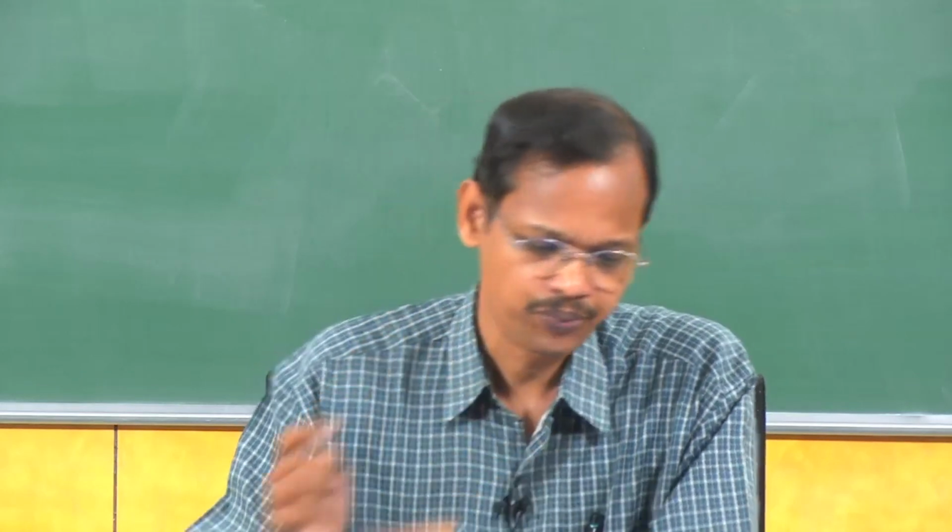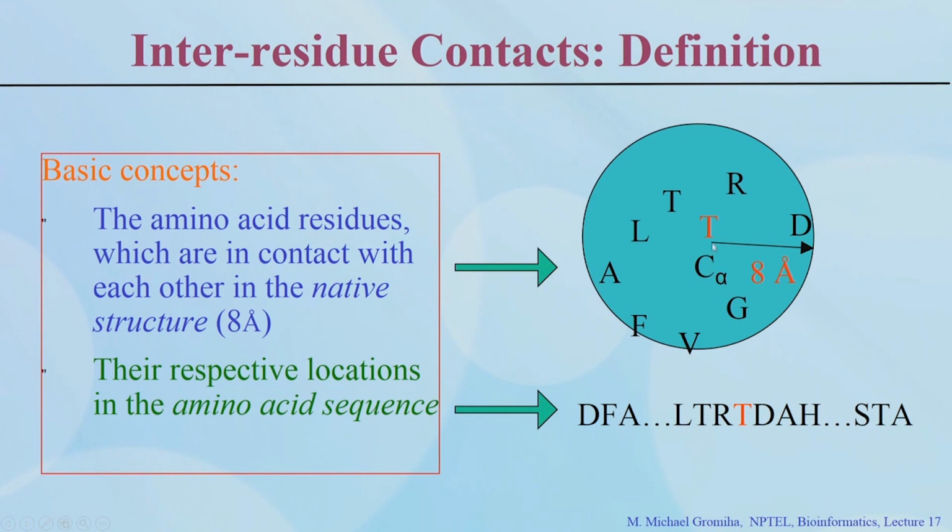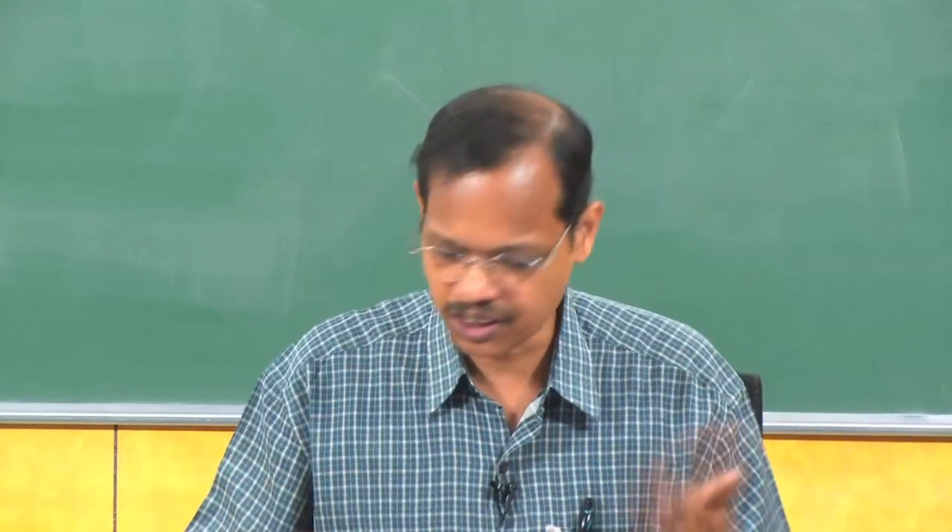For example, if we see this one, the T is the central one and the radius is 8 angstrom, we construct a sphere and there are several residues. Now, these residues are located in the sequence which I give below. You can see the T is central, we can see the 3 here and how they are distributed along the sequence. Based on the distribution of the residues along the sequence, we can classify into different types.